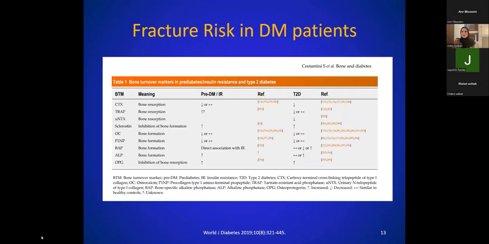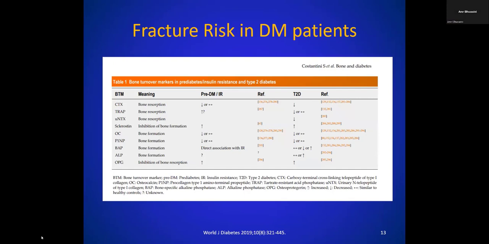And we'll know in the next few slides. So this is a study done in 2019, published in the World Journal of Diabetes. And as I mentioned, just showing you, they were studying patients with insulin resistance, pre-diabetes and type 2 diabetes, and they found that the bone formation markers decreased on those patients: P1NP, osteocalcin, specific alkaline phosphatase, and the OPG, they all were reduced. And at the same time, bone resorption markers were higher on those patients.